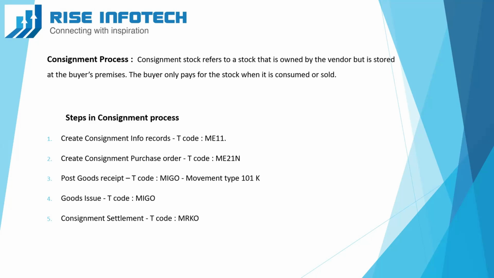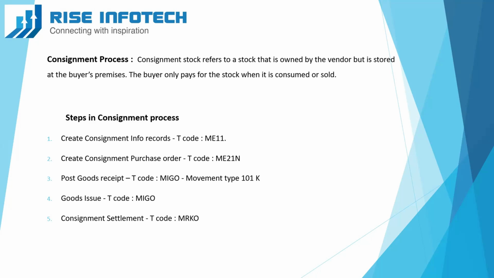So that is we maintain P. That is like a representation, an identification we can give to the particular process. And next is the goods issue, T code. We are giving MIGO. And next one is the consignment settlement. T code is MRKO.